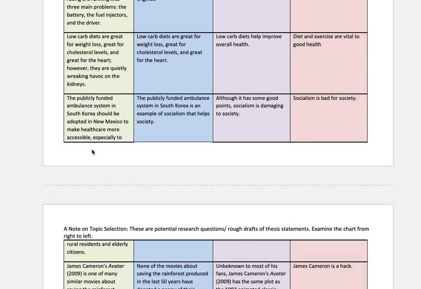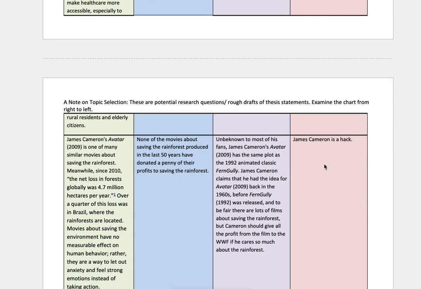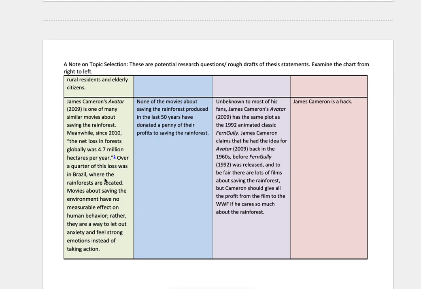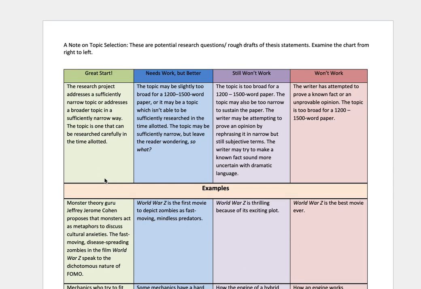So there's another example down here about taking from James Cameron as a hack all the way up to some pretty interesting intellectual moves through here. But hopefully this is helpful for thinking about why it's important to narrow down a topic.